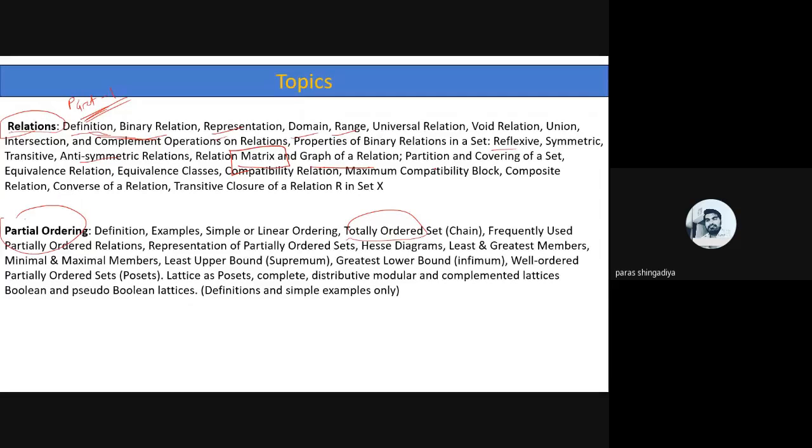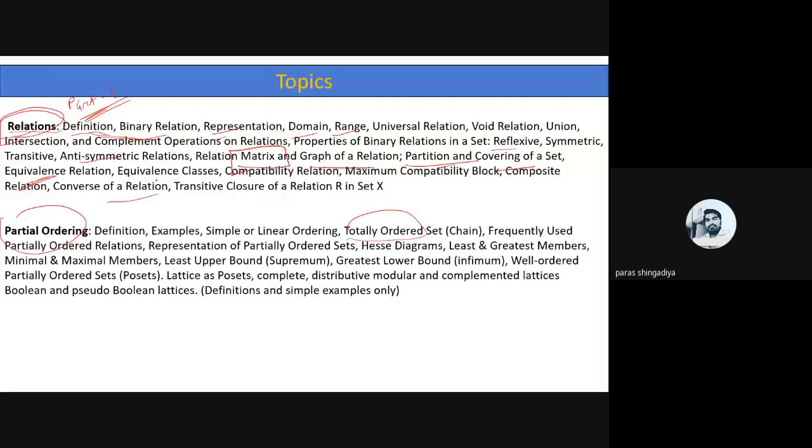After that we'll discuss partitions and covering of a set. Then equivalence relations, based on these types of relations: reflexive, symmetric, transitive, and anti-symmetric. Then we can define an equivalence relation. Then complementary relation, composite relations, converse of relations, transitive closure, and so on. So these are the various topics related to this concept that we'll discuss in unit number 3.